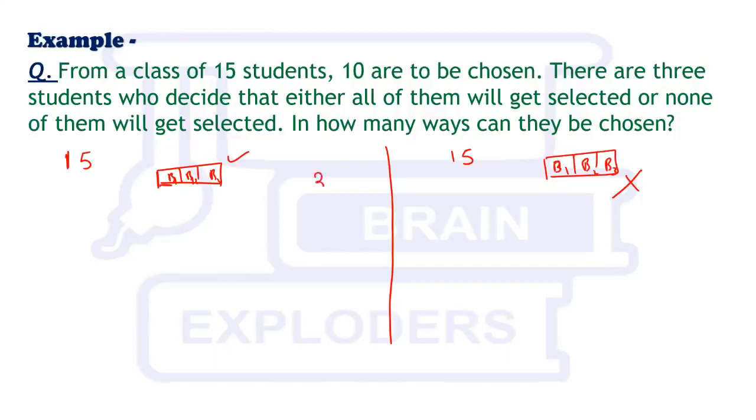Since 3 are already chosen, we have the remaining 12. From these 12 we have to select any 7. So how many possibilities are there? In how many ways can this be done? This can be done in 12C7 ways.